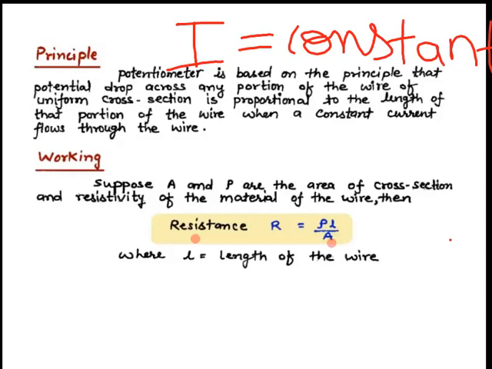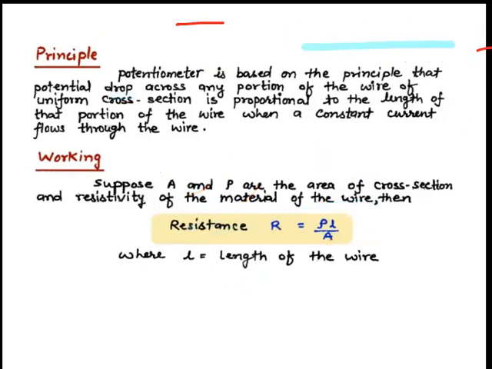Now, suppose you are having a wire and the length of the wire is L. A is the cross-sectional area of the wire, and rho is the resistivity of the wire, and R is the resistance of the wire. So R is the resistance of the wire, rho is the resistivity of the wire, L is the length of the wire and A is the cross-sectional area of the wire. Right, children, this much is clear. Now, this is the wire which we had fixed on the potentiometer. We are talking about that wire, right?